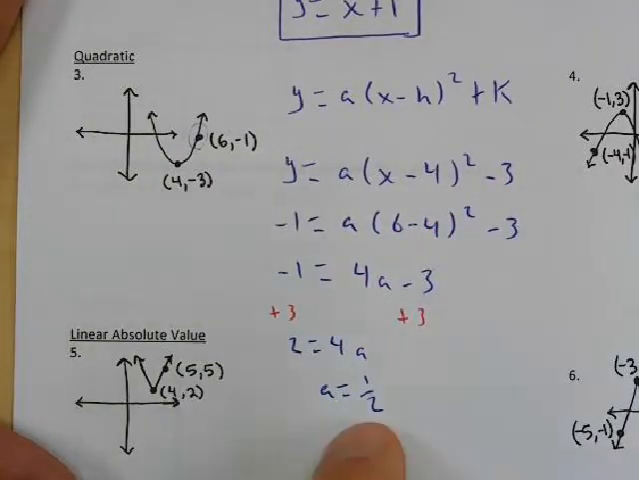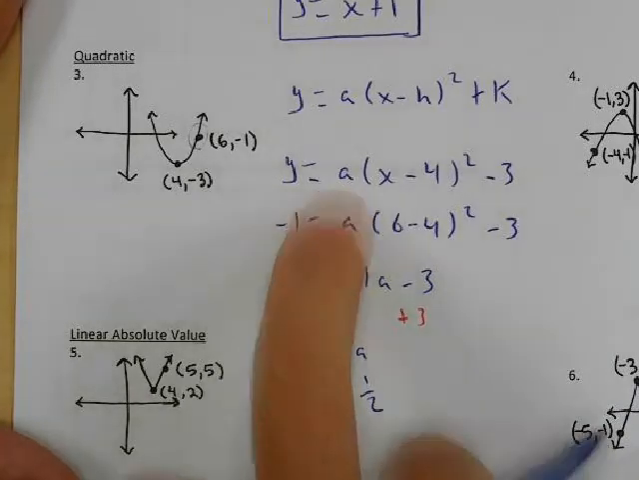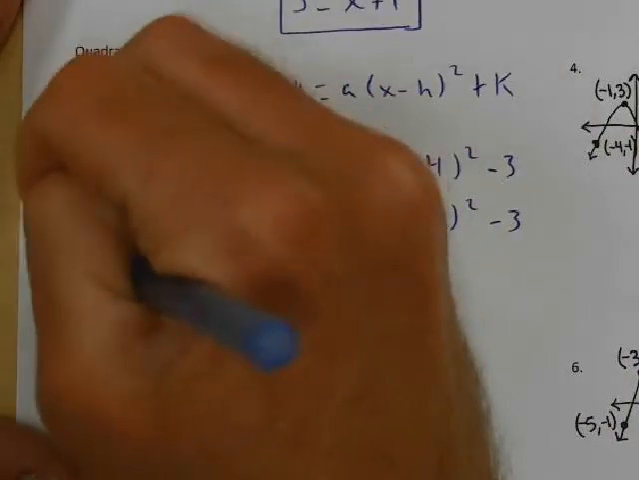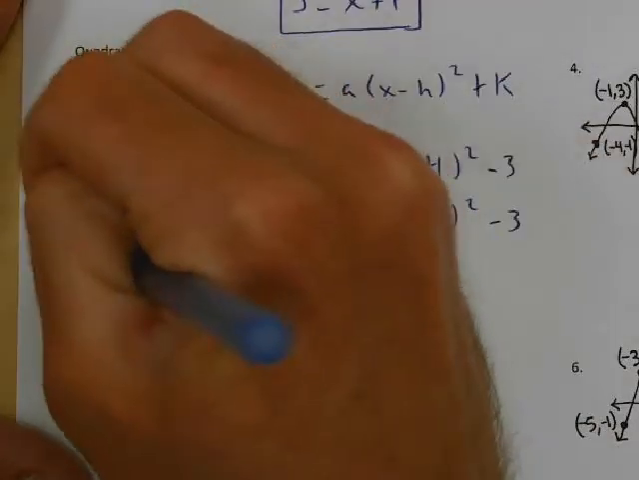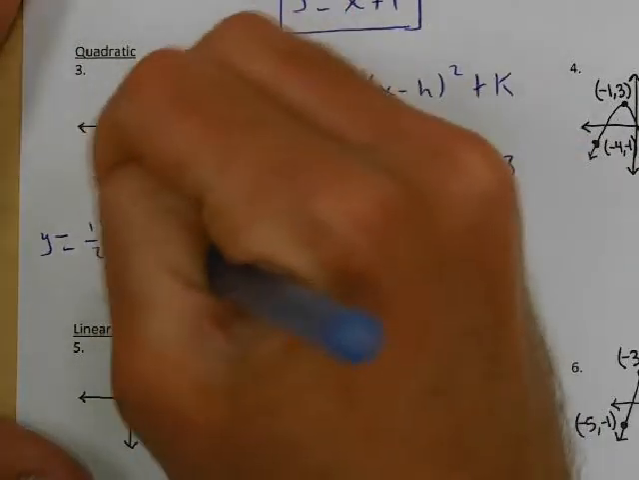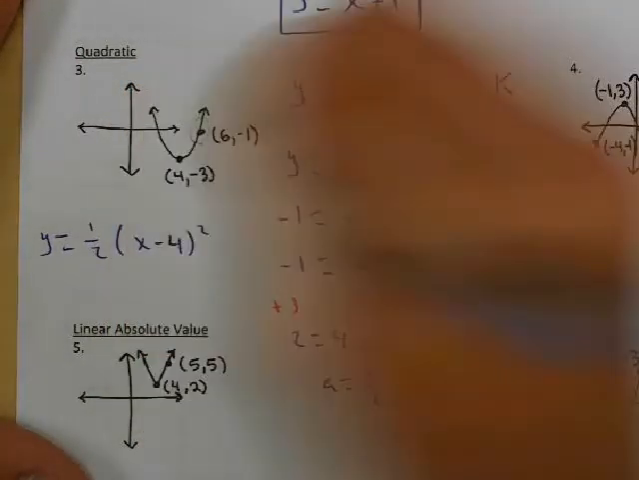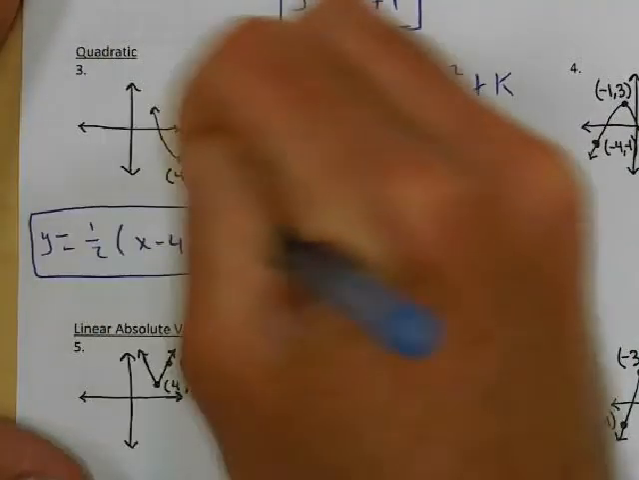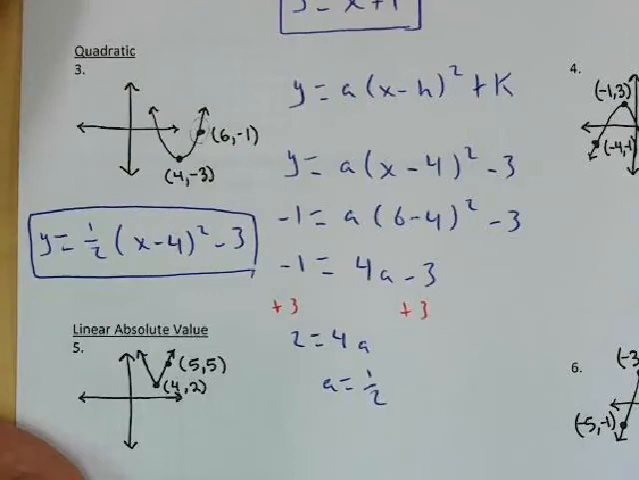Okay, and then now that we know a equals 1/2, we can plug that in here, and we get our equation, which I'm going to write over here where we have some space. We get y equals 1/2 times x minus 4 squared minus 3. And then that's the equation of that parabola.